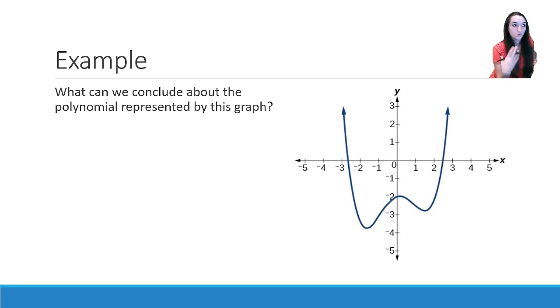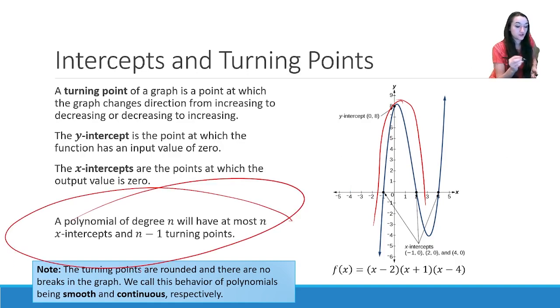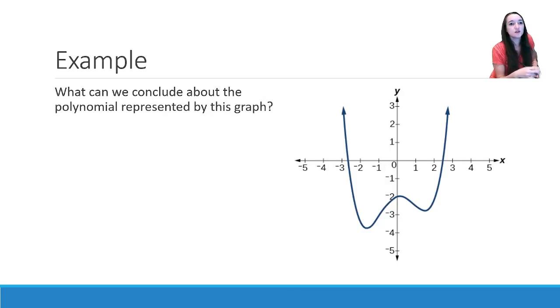Alright, so what can we conclude about the polynomial represented by this graph? Well, we can look at the x-intercepts and the turning points to figure out a little bit of information based off of this statement. A polynomial of degree n will have at most n x-intercepts and n minus 1 turning points. Again, this is an at most statement, but it still gives us some insight. So we can say, well, there are 2 x-intercepts, right? There are 3 turning points: 1, 2, and 3.